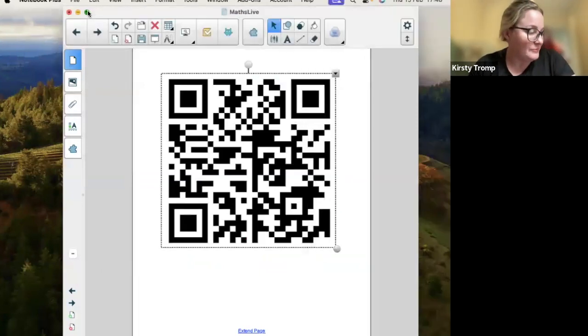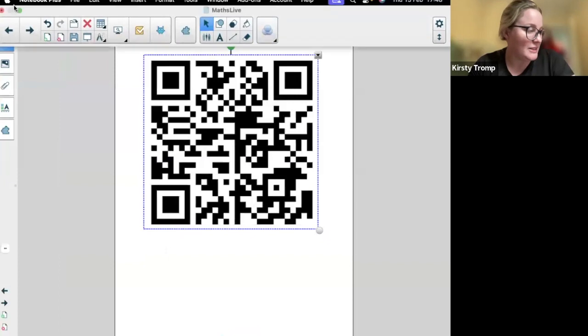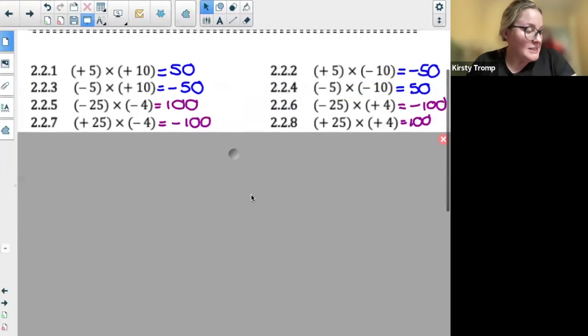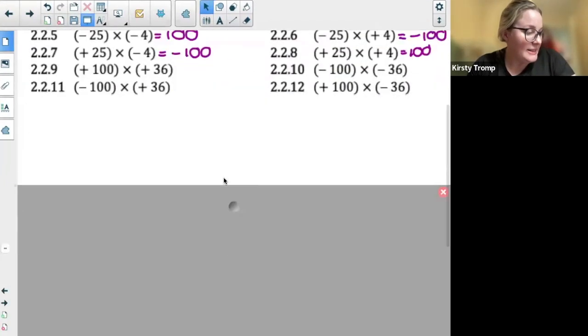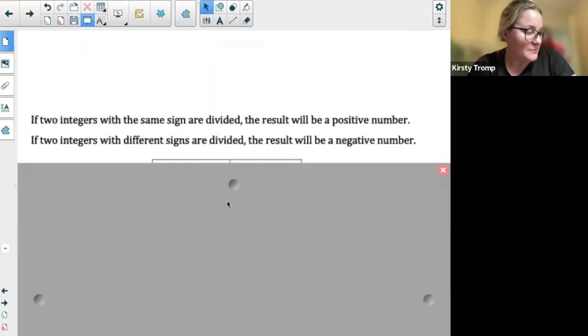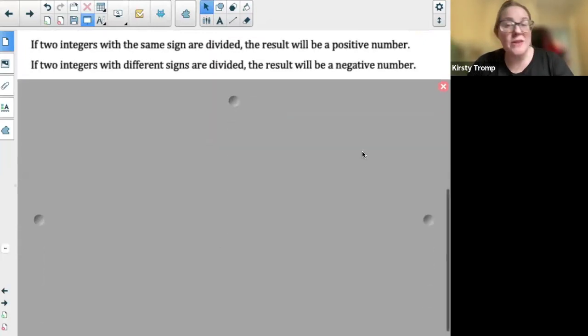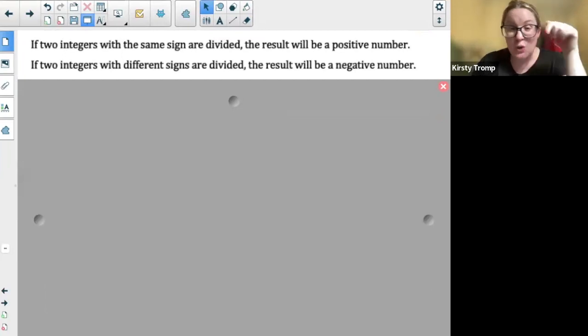Okay, let's finish off with our lesson for tonight. So we've done some multiplication. Let's move on to some division now. In the same way that we had multiplication, we're going to look at division now, all right? If two integers with the same sign are divided, then the result will be a positive number. If two integers with different signs are divided, the result will be a negative number. So it's the exact same thing as multiplying, it's just dividing.